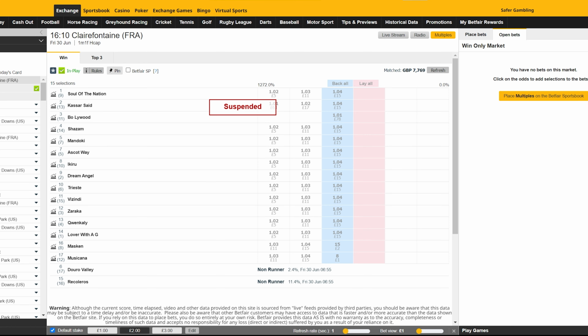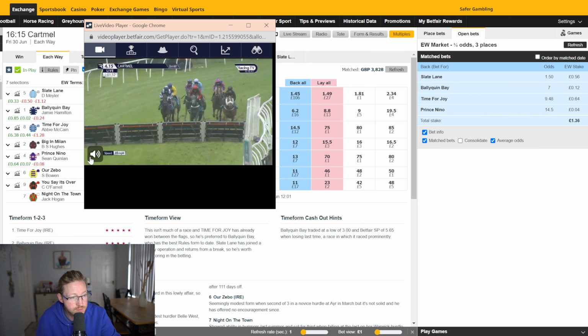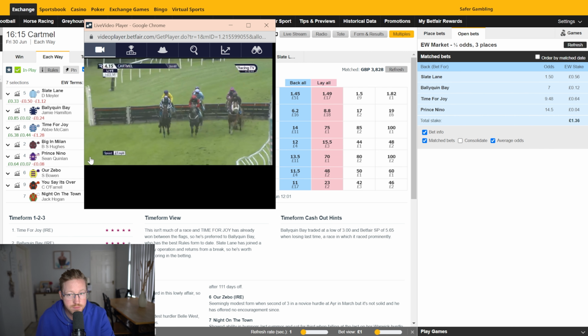Why this works. Might have just got a little bump there from You Say It's Over, heading around and running towards flight number three of the 11. And takes that on the inside of You Say It's Over with Ballyquin Bay to the outer, Slate Lane.